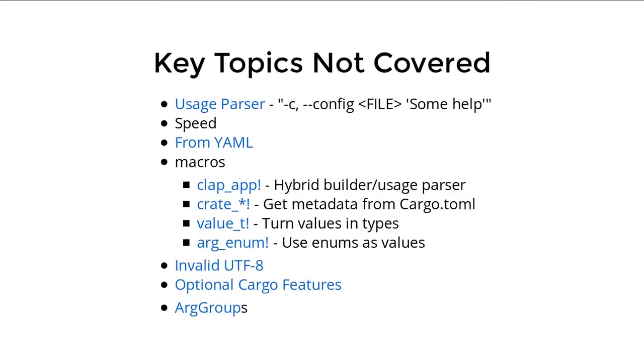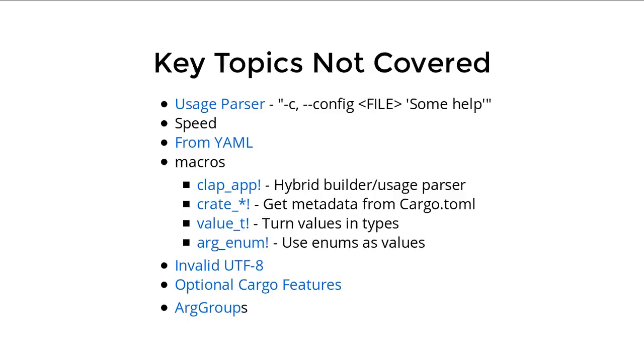So that's pretty much it. There is a ton we have not covered, and for the sake of time, I'm not going to cover them all. I'm just going to give you the high points of them. Like I said, there are some far less verbose ways to define arguments, such as the usage parser, which is much more akin to your docopt style, where you can say something like -c --config <file> some help. This will imply a lot of those settings we've been setting previously, such as the short, the long, takes a value, the fact that it's an angled bracket, we're implying that it's required, and then the help text, things like that.